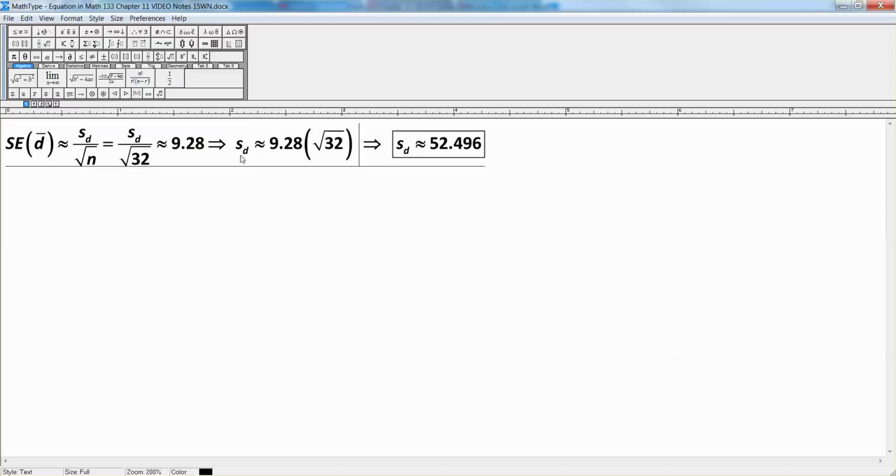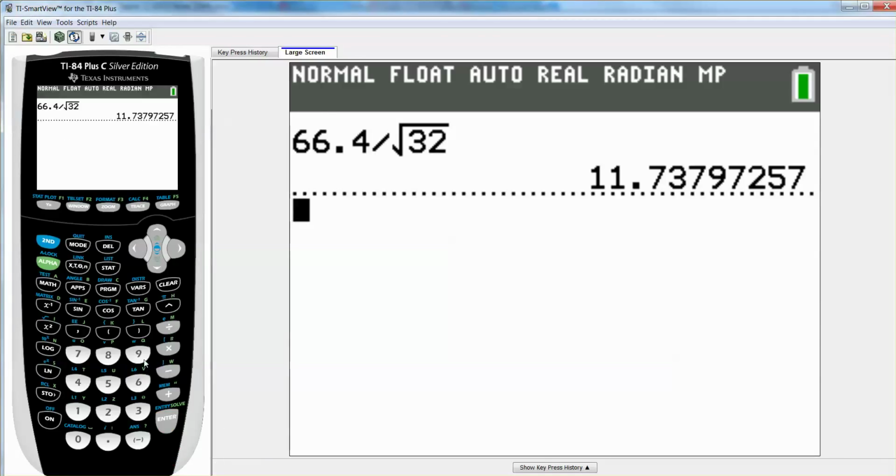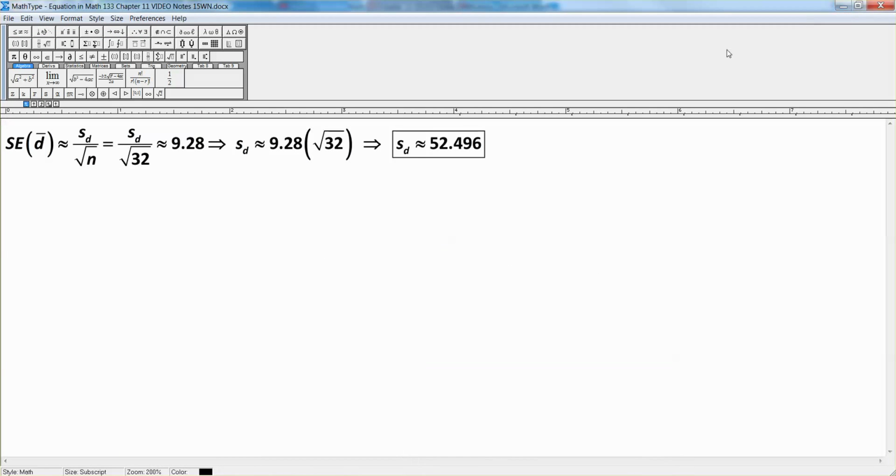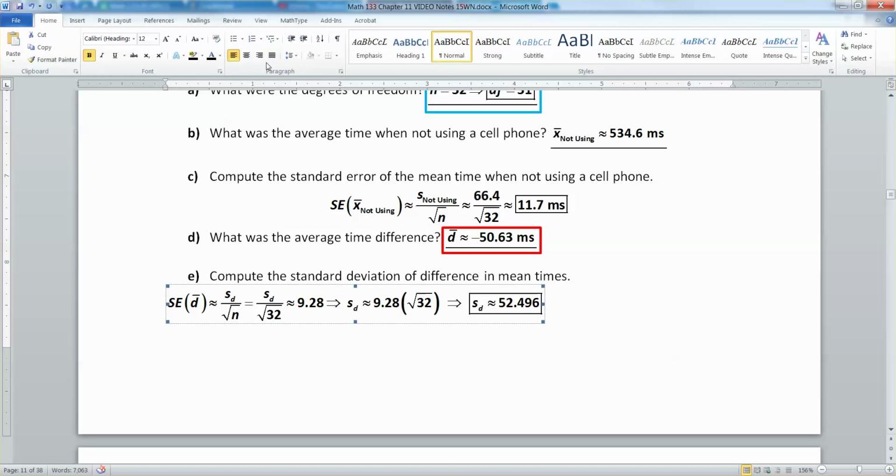There, we know that the standard deviation for the differences is approximately equal to 9.28 times the square root of 32. That means the standard deviation for those differences is approximately 52.496. And again, that's just found with a calculator: 9.28 times the square root of 32. It's kind of the opposite of the problem we did earlier. So 52.496. And there we have that one.